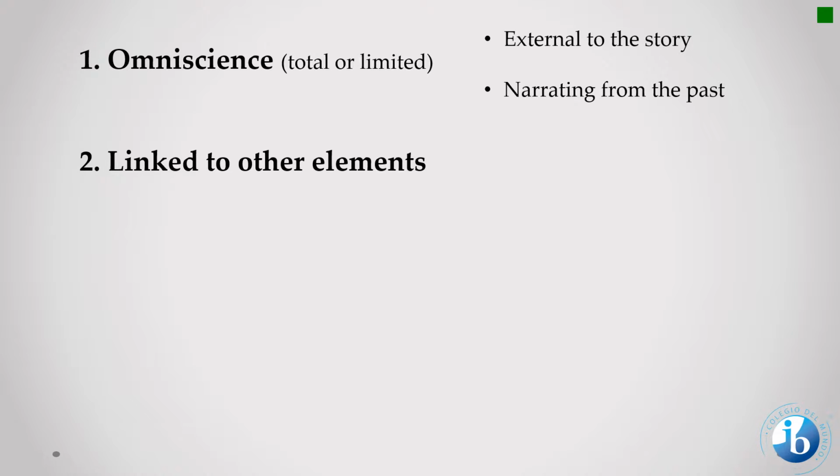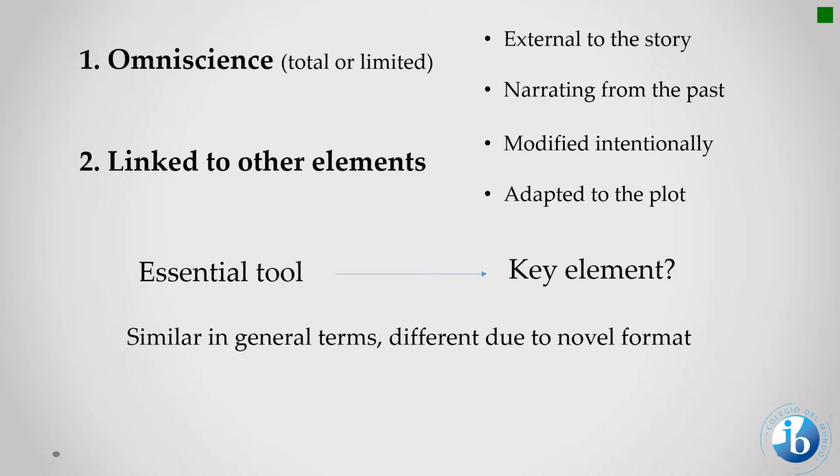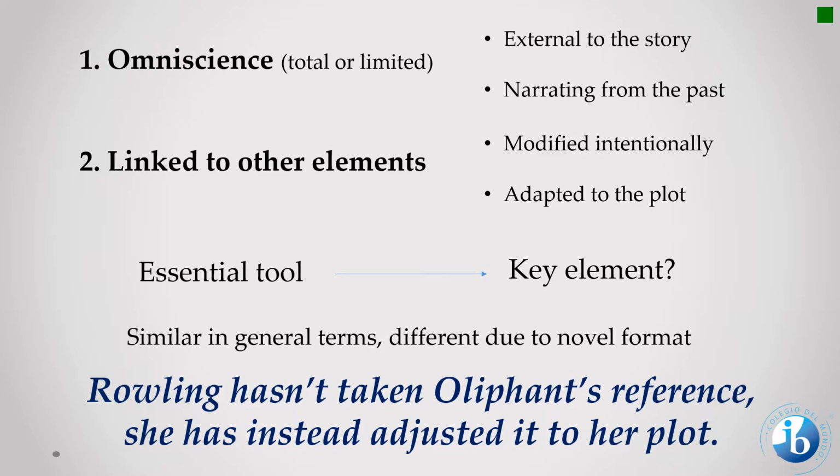The second one is that it's linked to other elements, so the writers modify it intentionally to suit their plot and their special characters. Even though it is an essential tool, since it tells the story and what happens to the characters and the setting and everything, it isn't a key element that concerns our research questions, because it is similar in general terms, but because of this modification the writers do to suit their plot, it's different. So Rowling hasn't taken Oliphant's reference because she has adjusted the narrator to her plot.